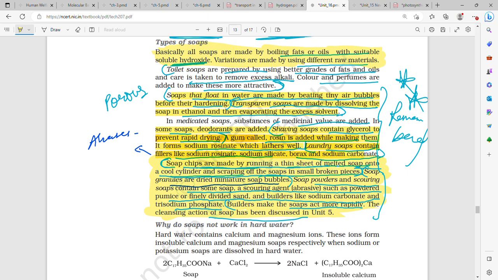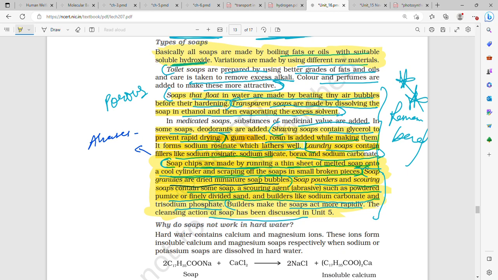Then soap chips are made by running a thin sheet of melted soap onto a cool cylinder and then scraping off the soaps in small broken pieces to make soap chips. Then soap granules are dried miniature soap bubbles.